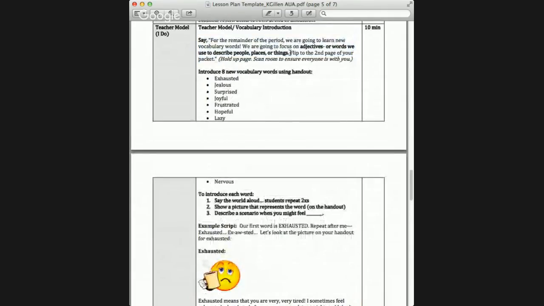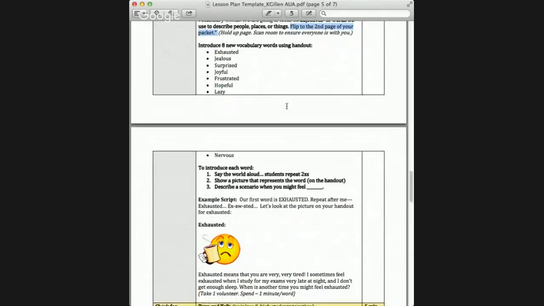So you'll notice here, I have flipped to the second page in your packet. So this is my lesson plan, but the students also have a classwork packet. So there's space for them to do their warm-up. And then there's also a resource for them to learn these new vocabulary words, which we'll get into now.